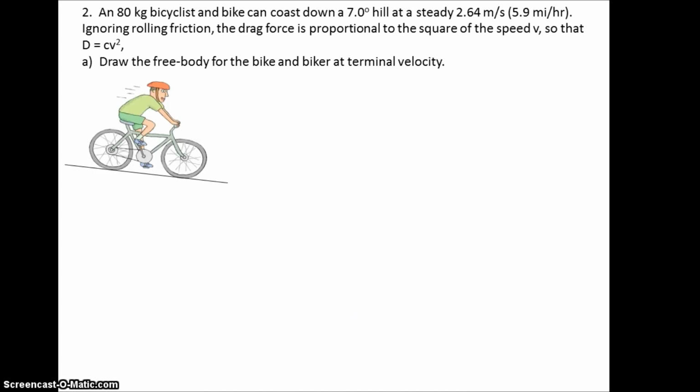Number two, an 80 kilogram bicyclist and bike can coast down a 7-degree hill at a steady 2.64 meters per second. Ignoring rolling friction, the drag force is proportional to the square of the speed, so D equals cv squared. Draw the free body for the bike and the biker at terminal speed.